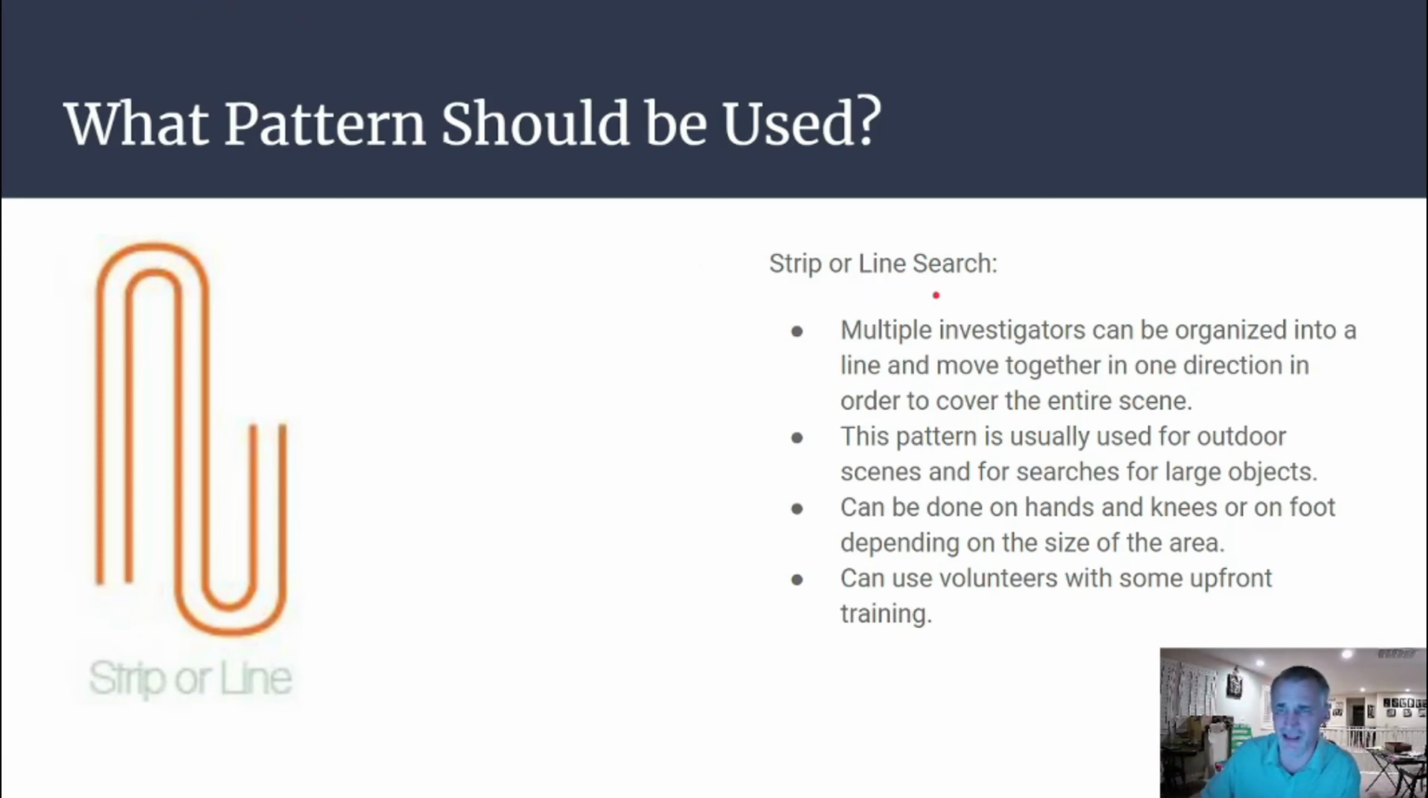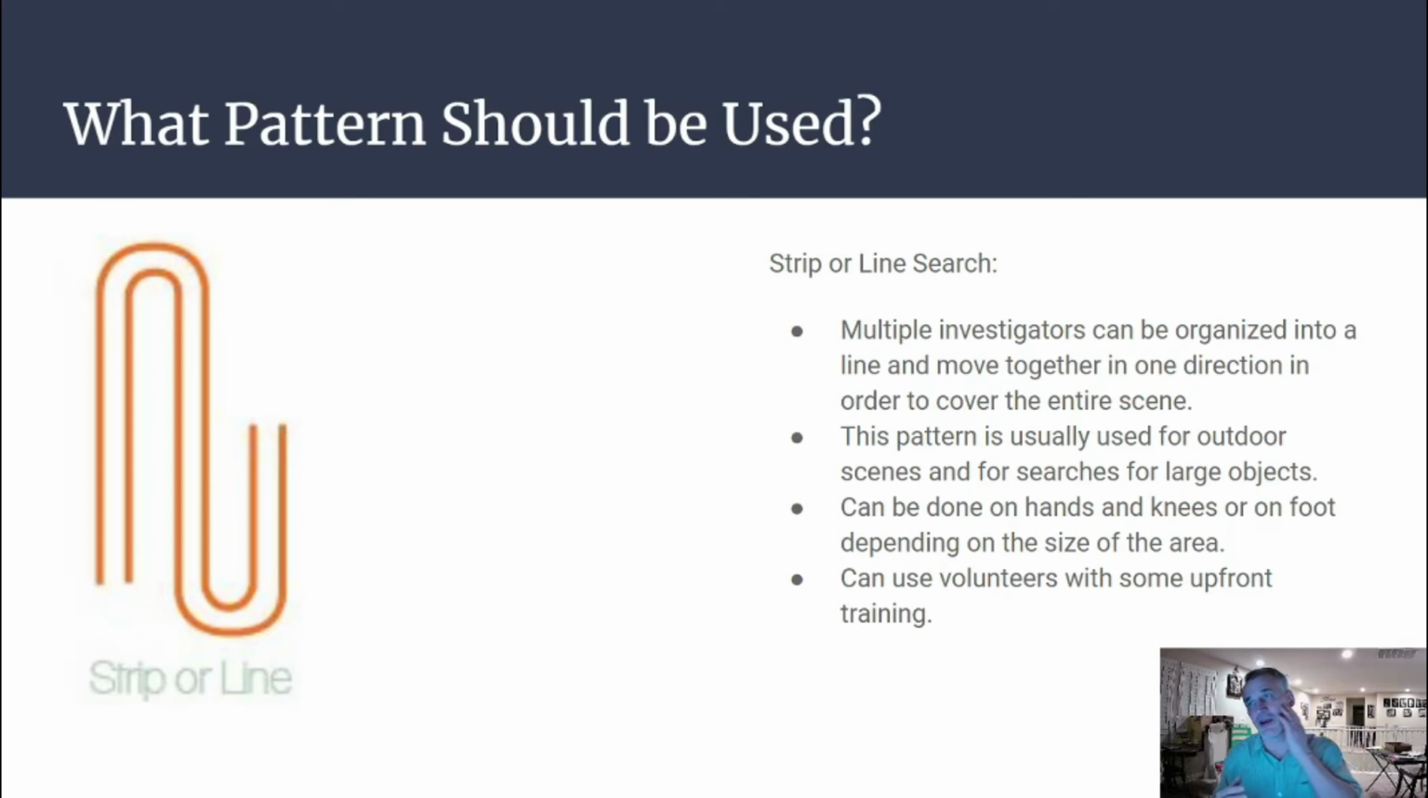So multiple investigators can be organized into these lines and then move in one direction in order to cover an entire scene. This pattern is usually used for outdoor scenes and for searches for large objects that would usually be outdoors. Can be done on hands and knees or on foot, depending on the size of the area. And you can actually use volunteers with this with some upfront training.